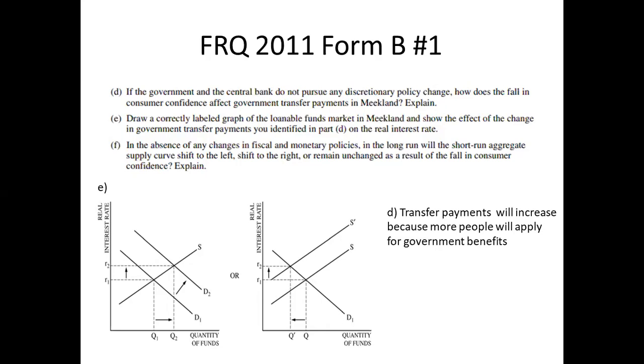And then last question, in the absence of any changes in fiscal and monetary policies, in the long run, will the short run aggregate supply curve shift to the left, shift to the right, or remain unchanged as a result of the fall in consumer confidence? Explain. It is going to shift to the right.